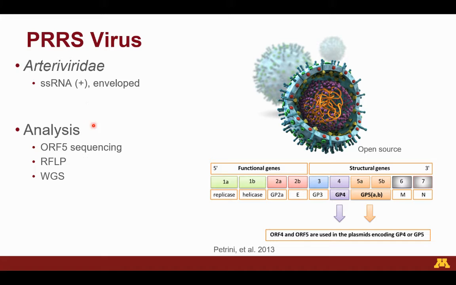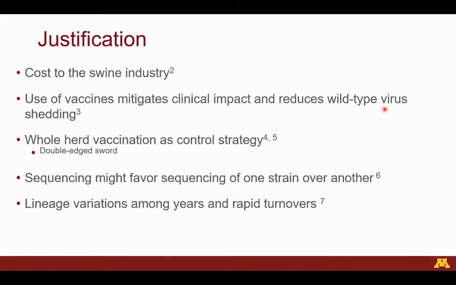First, this is a single-strand RNA-positive enveloped virus. It's an Arteriviridae, and its analysis comes basically from the ORF5 sequence, the RFLP, and the whole genome sequence. As you can see over here, ORF5 is a structural gene, and here is the actual virus.